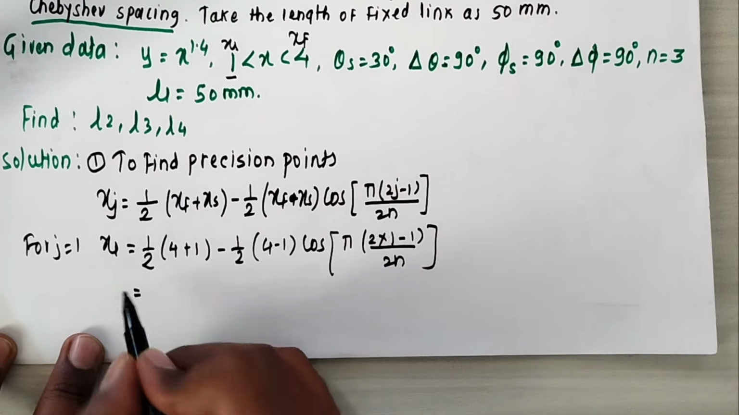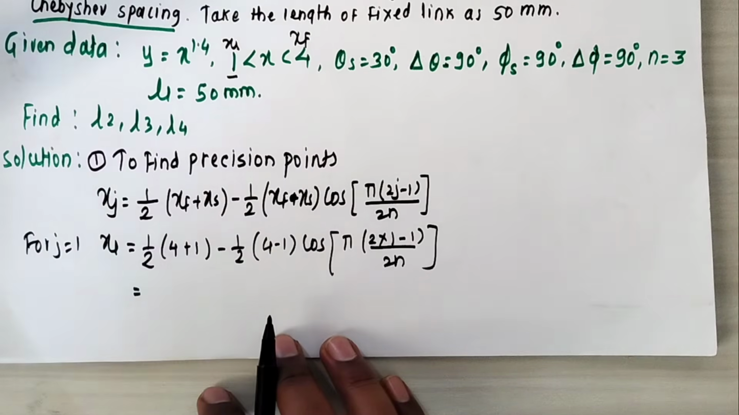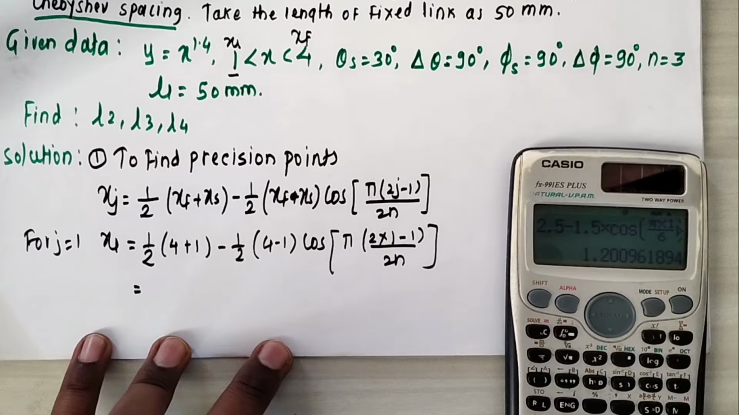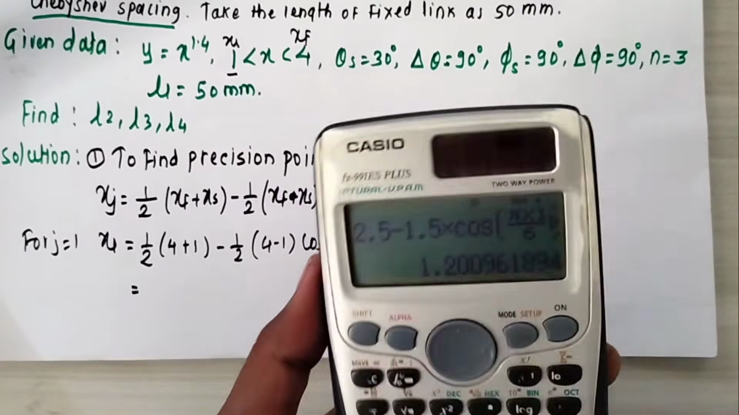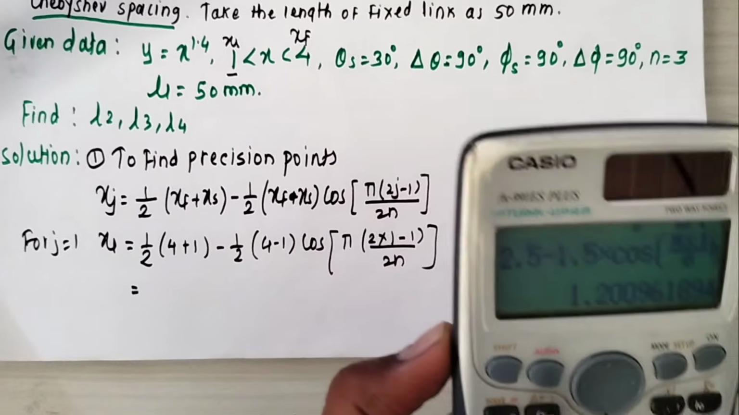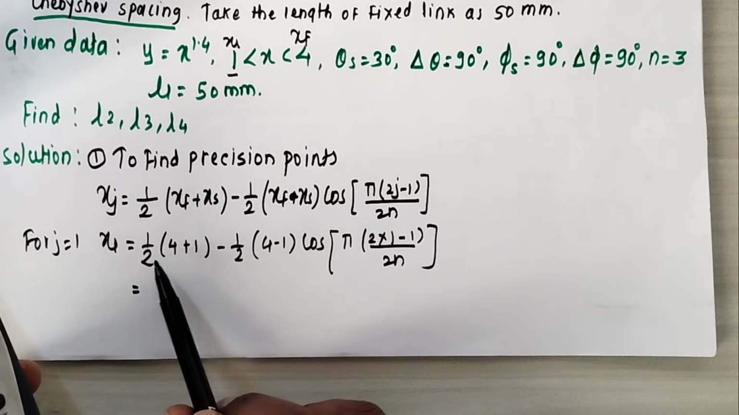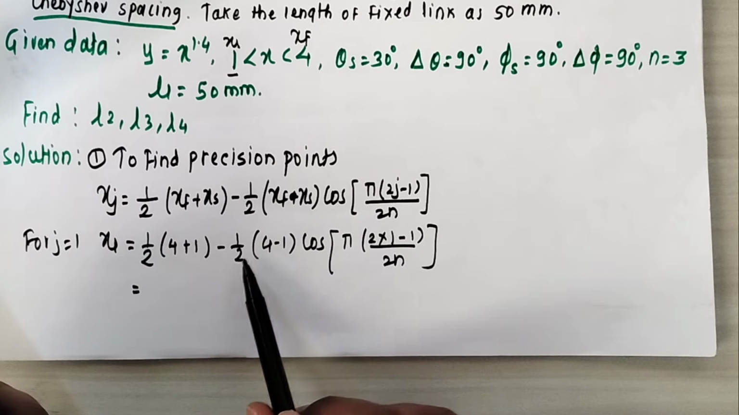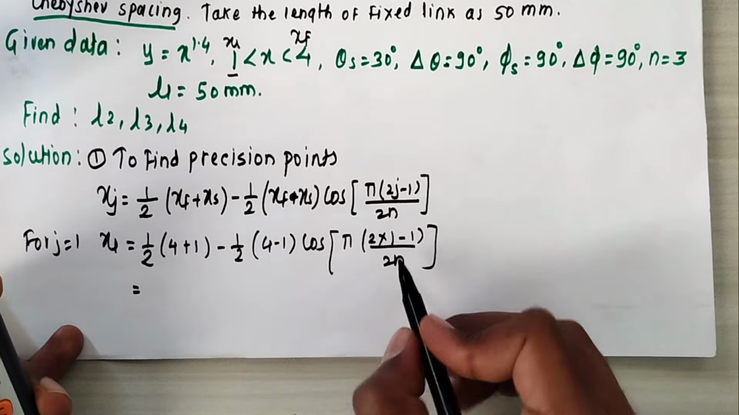If you solve this using a calculator, we will get the value. You can see here in the calculator, when I am solving this, it is 2.5, that is half into 4 plus 1 is 5 by 2, 2.5, minus 4 minus 1 means 3, 3 by 2 is 1.5, into cos of pi into this term. Here we put the value of n as 3.